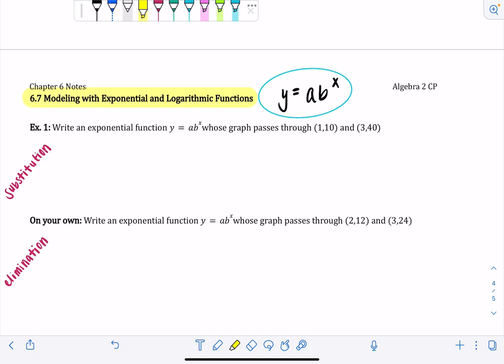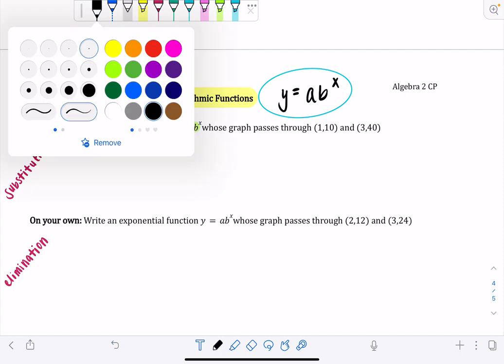So for example 1, write an exponential function y equals ab to the x, which is kind of the general form for an exponential, whose graph passes through the points (1, 10) and then (3, 40). So we're going to set up two equations using y equals ab to the x, and then we're going to take those 2 points and substitute them in for x and y.